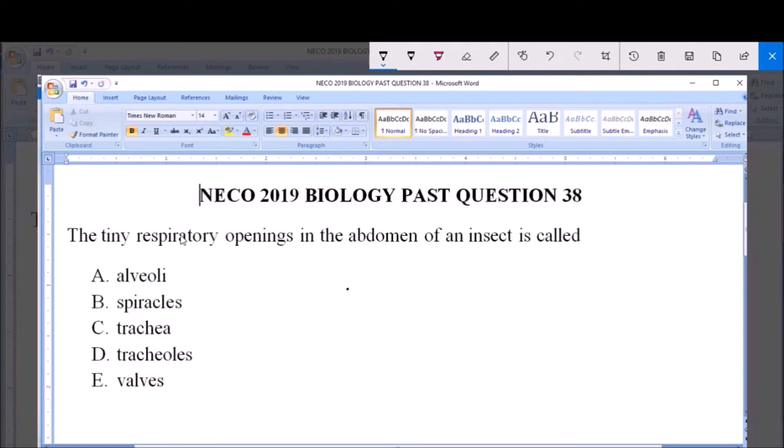So we are asked for the tiny respiratory openings in an abdomen. Now, the tiny respiratory openings in an abdomen is called the tracheoles. They are called the tracheoles. Let's take, for instance, this is the abdomen of an insect. Now, you will find tiny openings like this in the abdomen of this insect. Now, these openings are referred to as the tracheoles.